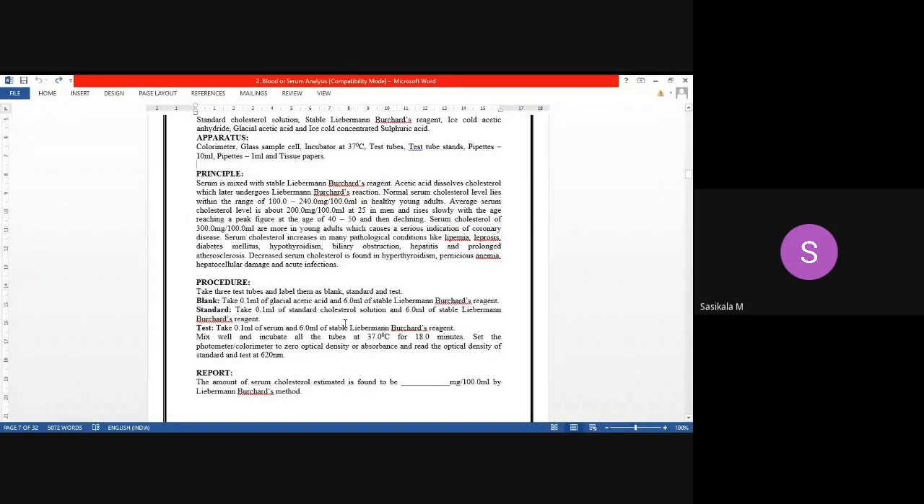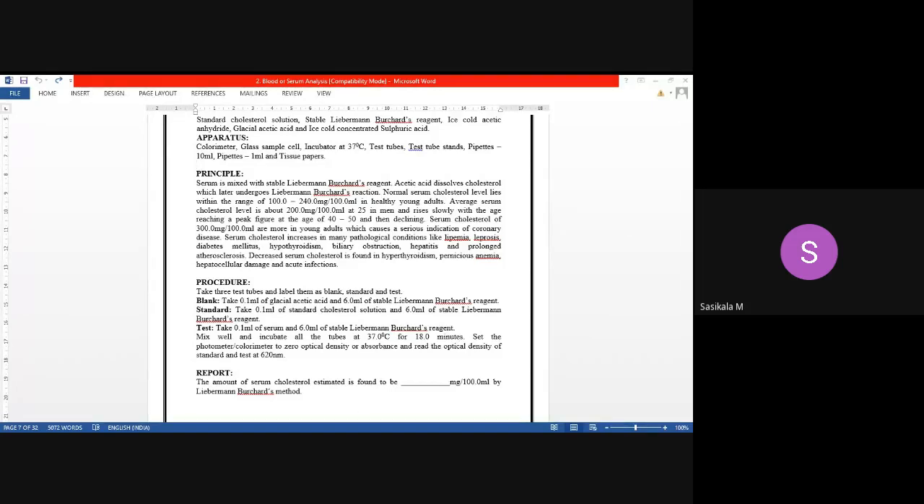This 0 optical density or absorbance is set with blank. Blank absorbance should be 0, that means the absorbance of the reagents will be 0. Then we have to read the optical density. Optical density or absorbance represents the amount of radiation absorbed by the cholesterol molecules. So that can be said as absorbance.